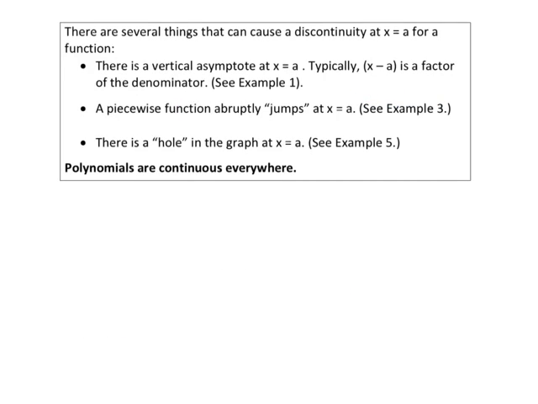We're going to be talking about continuity, and in this case we'll start off by mentioning what discontinuity is. So a function is discontinuous at a particular x value if we need to lift our pencil at that point in order to keep drawing the function. So there are several things that can cause a discontinuity at a value x equals a for a function.